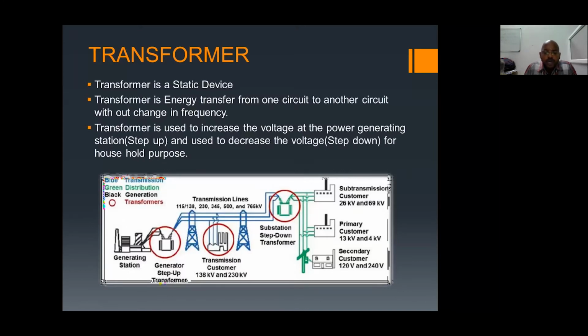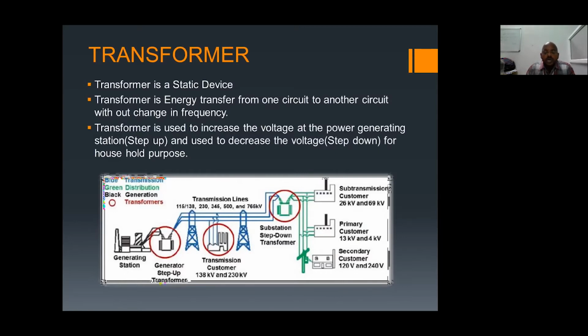So I will summarize some points about the transformer. A transformer is a static device, so it does not have any rotating parts. It transfers energy from one circuit to another circuit without change in frequency. The main purpose of this energy transfer is to increase the voltage at the power generating station and to decrease the voltage for household purposes. Because of this, the transformer is used as a step up transformer or step down transformer.